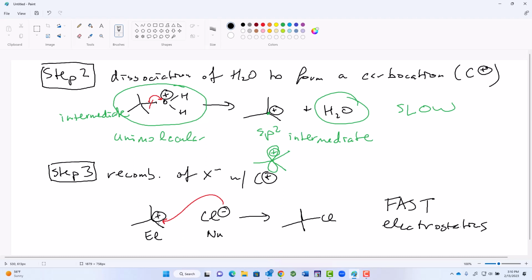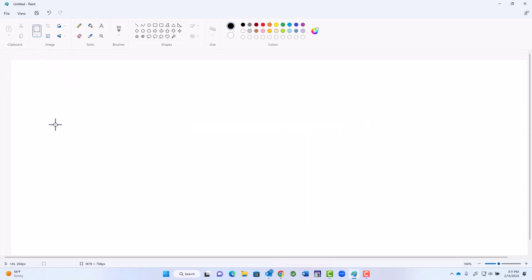So this is going to work for secondary and tertiary alcohols, but let's examine the mechanism of reaction for primary and methyl alcohols. So what we saw is secondary and tertiary are going to be SN1.